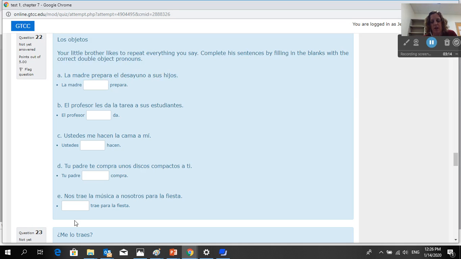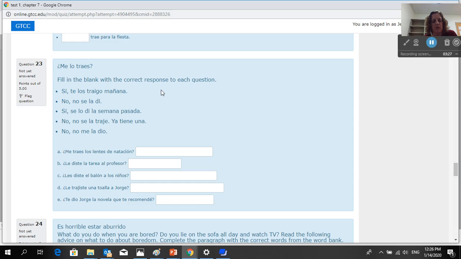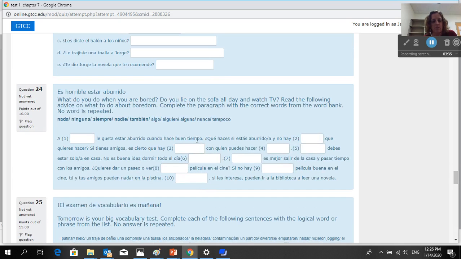And remember that you cannot have both an indirect and a direct that start with an L. If that's the case, your indirect becomes se. And don't forget that indirects come before directs. Here, me lo traes. Fill in the blank with the correct response to each question. Read the questions, then pick the response that would make the most sense and write it in the blank.